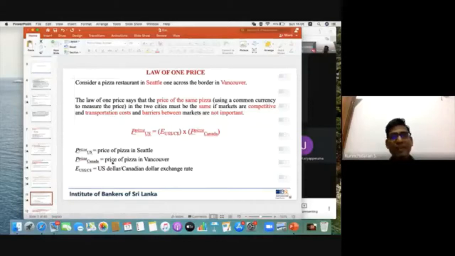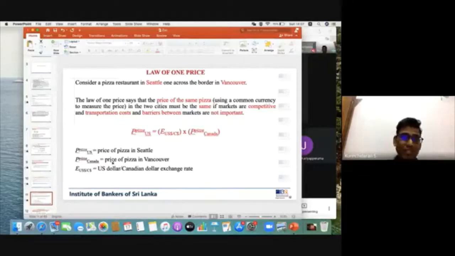Okay. Now, as we discussed, consider a pizza restaurant in Seattle and one across the border in Vancouver, right? Vancouver in Canada and Seattle, you can see across the border. The law of one price says that the price of the same pizza, using a common currency to measure the price in two cities, must be the same, right?